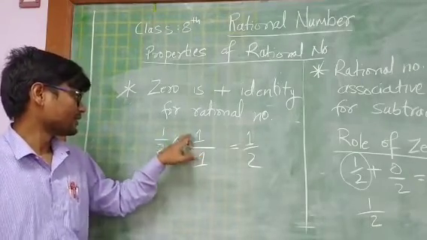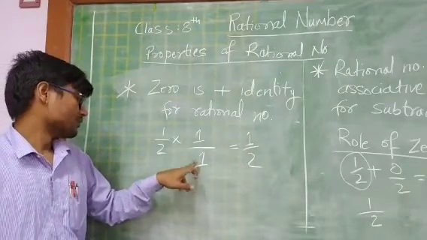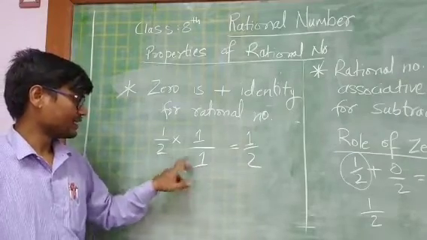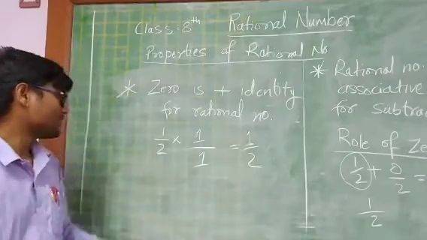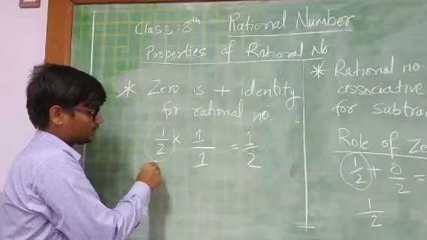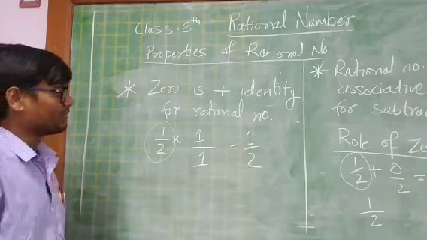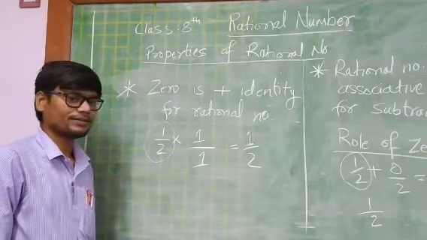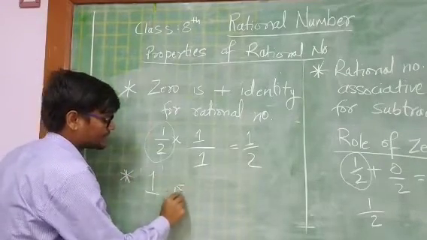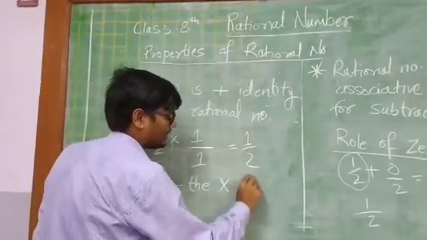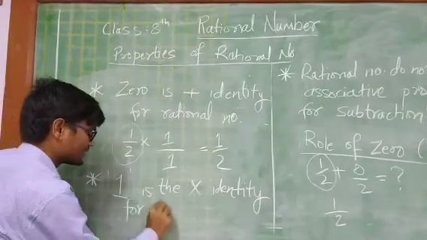Since we are multiplying the numerators, their product is written in the numerator. 2 into 1 is 2. The product of these two numbers is 2. Since they are denominators, we write the product in the denominator. So we observed that when we multiply this 1 by 2 with 1, we got the same number. So what can we say? That 1 is the multiplicative identity. Yes, we can say that 1 is the multiplicative identity for rational numbers.